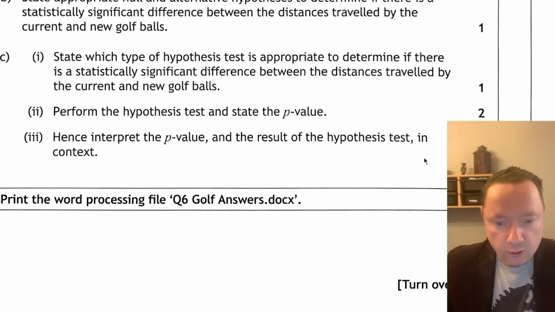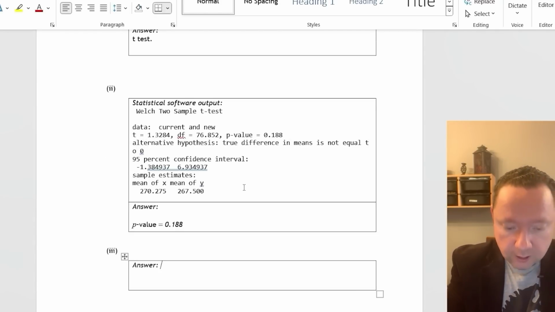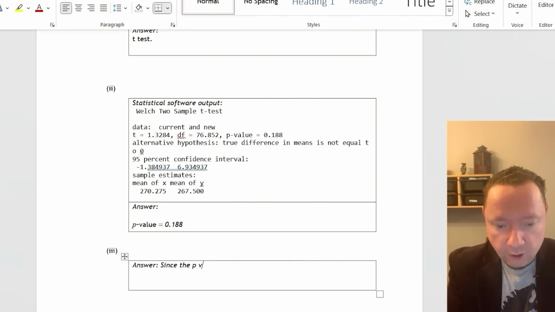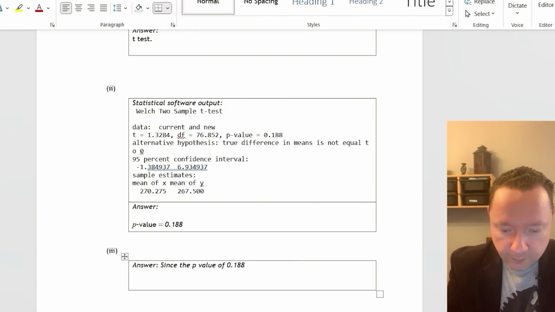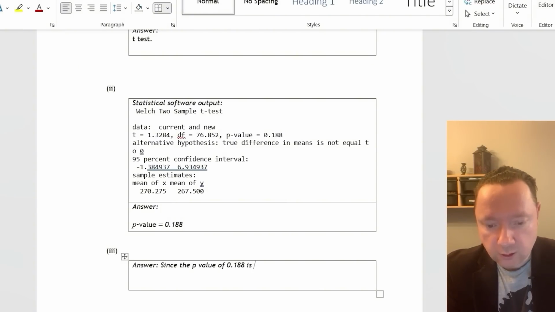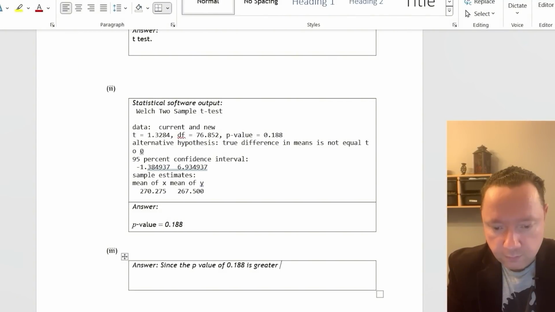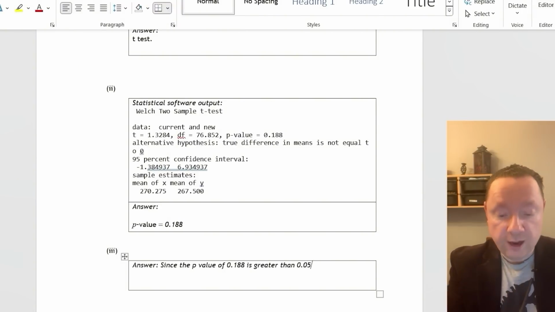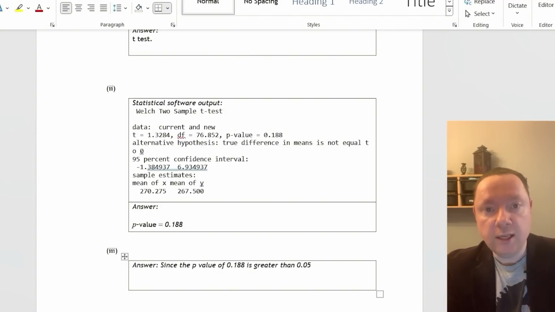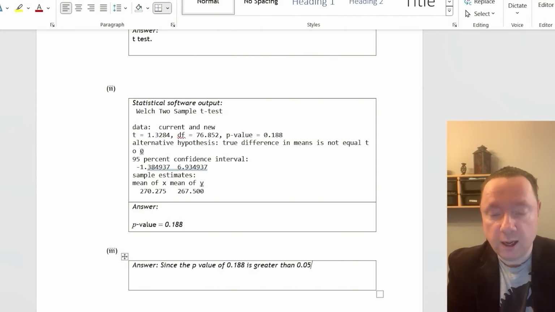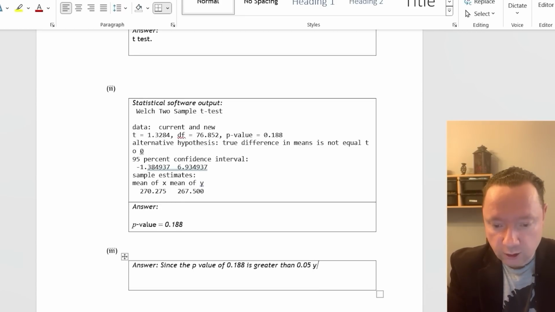Interpret the p-value in the result of our hypothesis test in context. So, since the p-value of 0.188 is greater than 0.05, you fail to reject the null hypothesis. If it's less than 0.05, you can reject the null hypothesis, but if it's greater than, you cannot reject it, but you can't say it doesn't either. So you've failed to reject the null hypothesis.